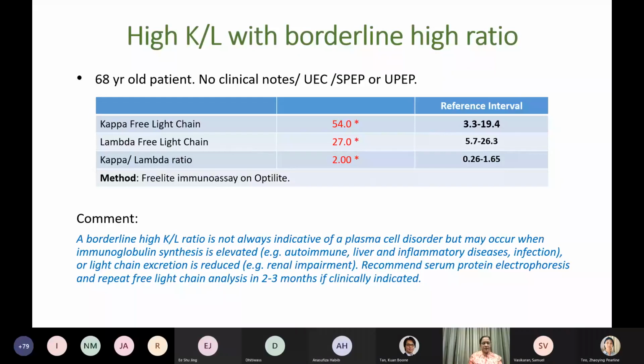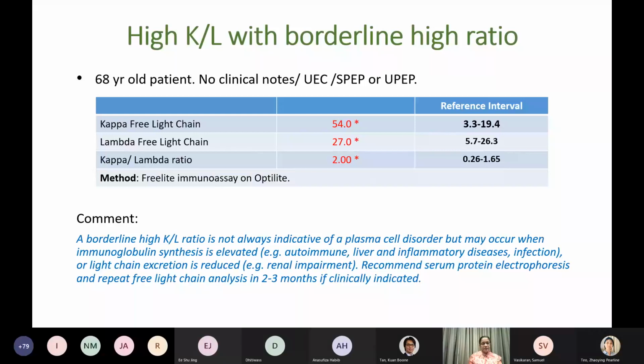So it could be due to autoimmune disease or any other condition which cause increased production, or it could be due to reduced excretion, which we don't know. We can't completely exclude monoclonal gammopathies because we don't have any other findings or clinical details. So because of that, we include this comment to cover all the possibilities.